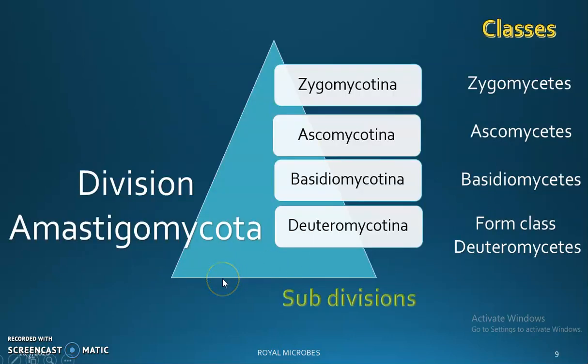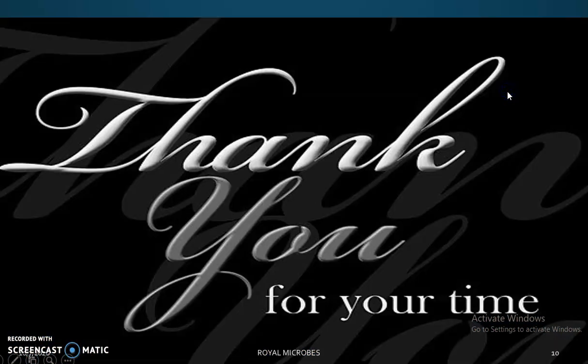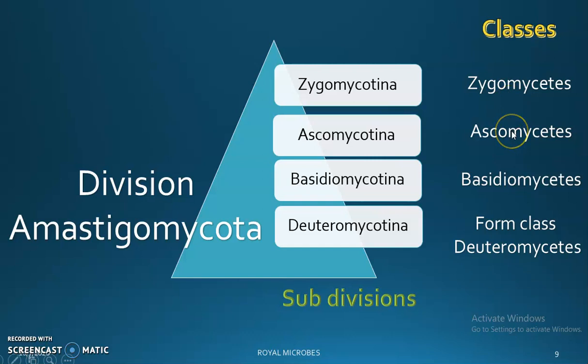Coming to the last division, that is Amastigomycota. Here we can see four subdivisions: Zygomycotina, Ascomycotina, Basidiomycotina and Deuteromycotina. These subdivisions are again divided into classes. They are class Zygomycetes, Ascomycetes, Basidiomycetes and form class Deuteromycetes. That's all about the introduction to fungal classification, and we will see the classification in detail in the next sessions.